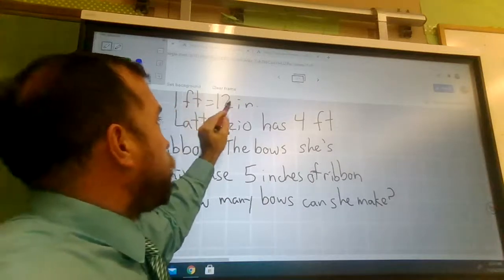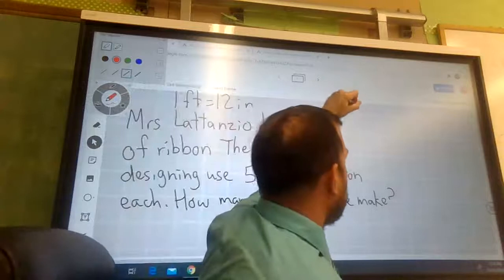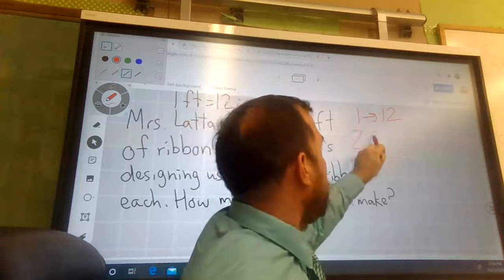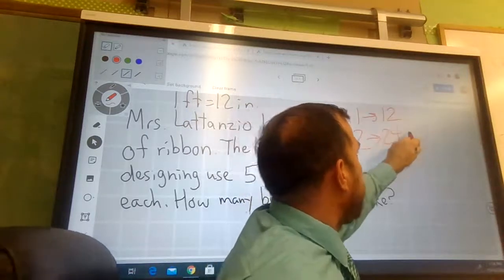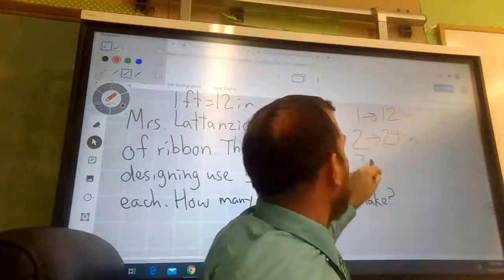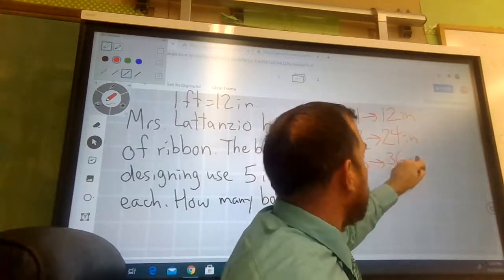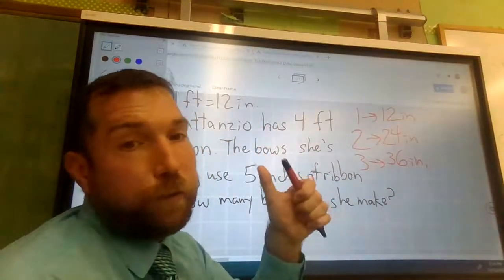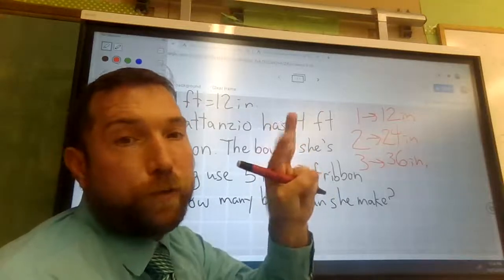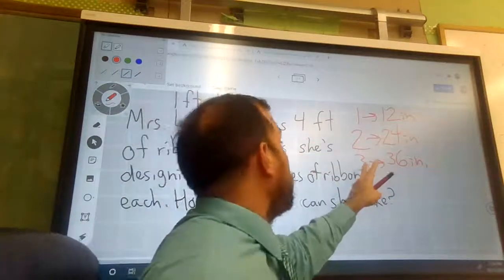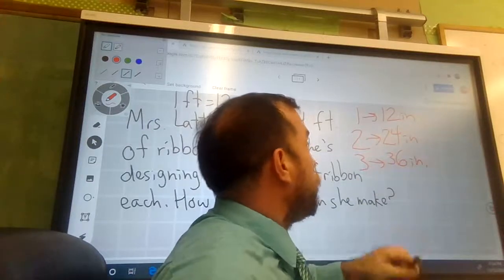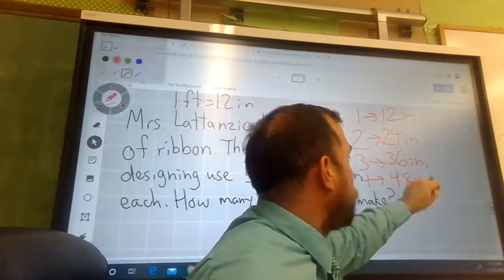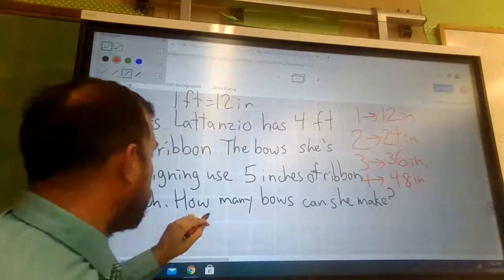If 1 foot is 12 inches, how much is 4 feet? So 1 foot is 12 inches of ribbon. If we had 2 feet, that means she would have 24 inches. That's your 3 feet, which again, you're going to need to use on your assignment, would be 36 inches. That's just times 12. 1 times 12 is 12. 2 times 12, you double it. 12 plus 12, 24. 3 feet, 24 plus 12 more, 36. And then the one we're looking for here, 4 feet is 48 inches. Okay, so we have 48 inches of ribbon.